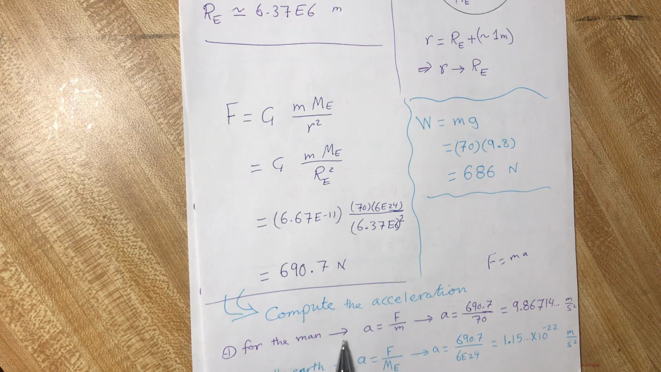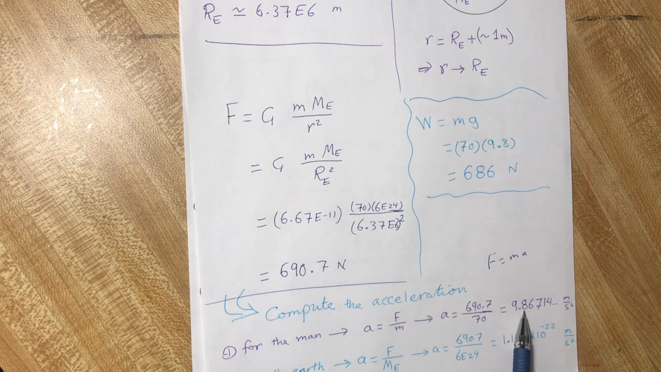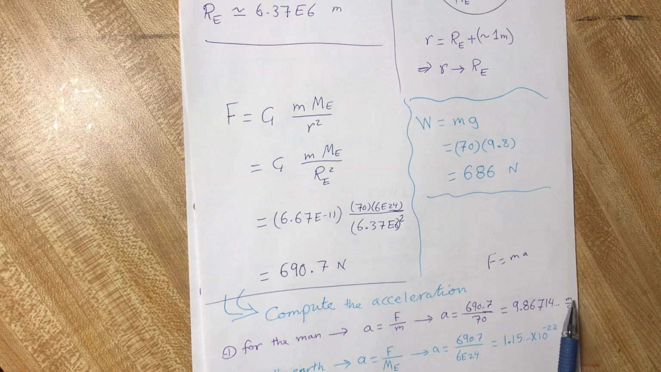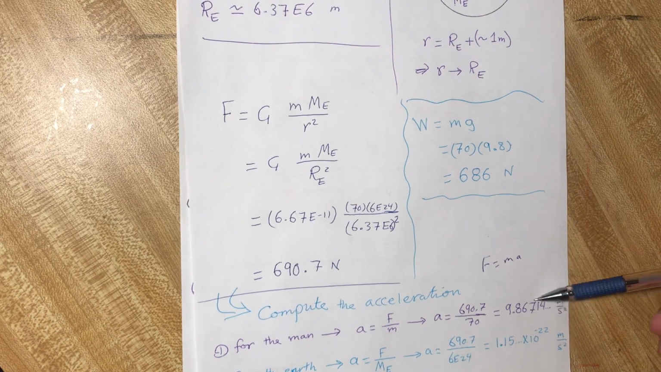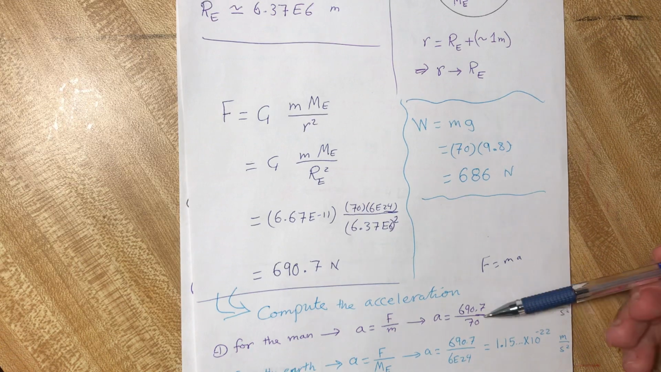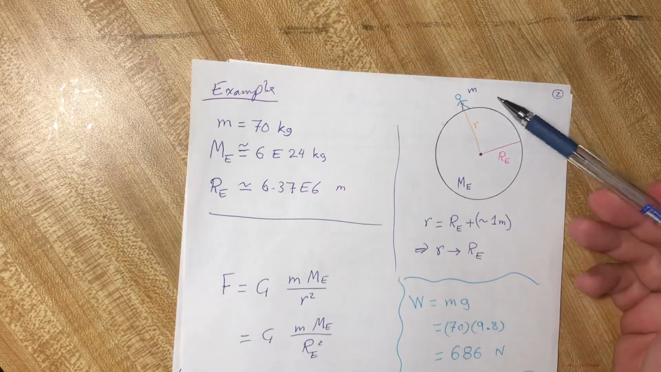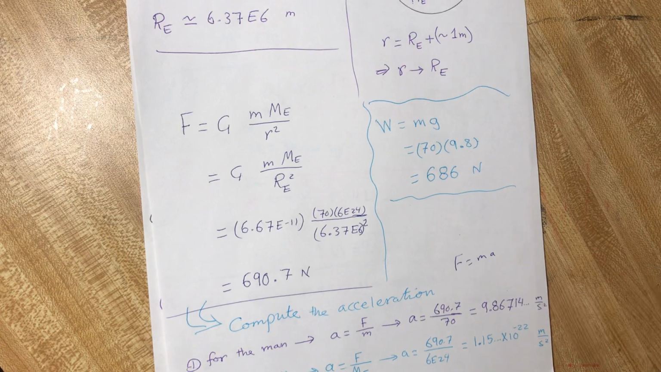The acceleration on the man is the force divided by the mass of the man, which is equal to 690.6, the force, divided by the mass of the man, which is 70. This will give us an acceleration equal to 9.8671 and so on, meters per squared second, which is the same as g. This g is an approximated value of this one. So the acceleration for anybody on the surface of the earth, g, is 9.8.